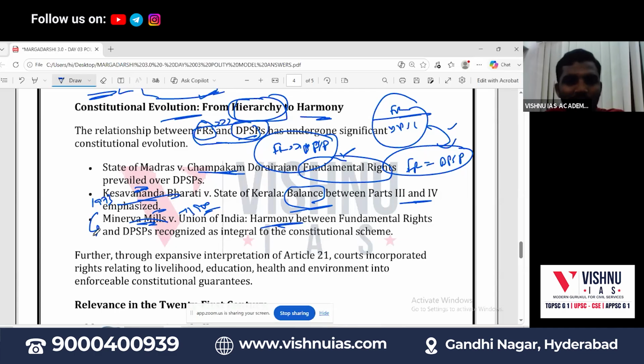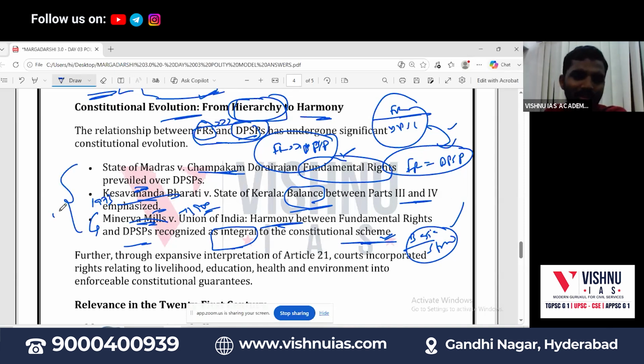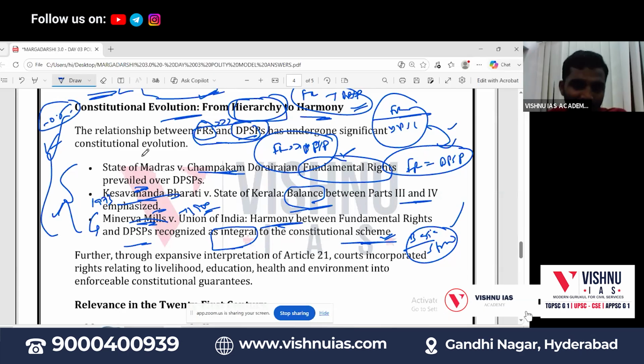What did it say? There should be a harmony between fundamental rights and DPSPs, and that harmony is integral to the constitutional scheme. Integral means what? It is part of the basic structure. Okay, it is part of the basic structure. So you have to quote these three judgments to understand the relation between fundamental rights and the DPSPs. Is this the core demand of the question? No, this is not the core demand of the question. But why are we adding this point? It will add at least 0.5 marks more to your answer if others are not mentioning these cases.